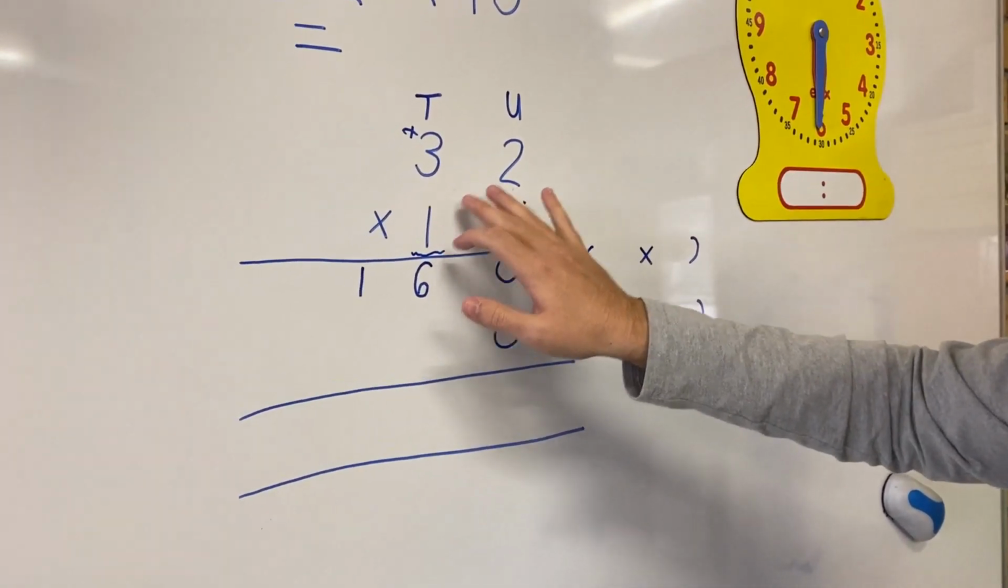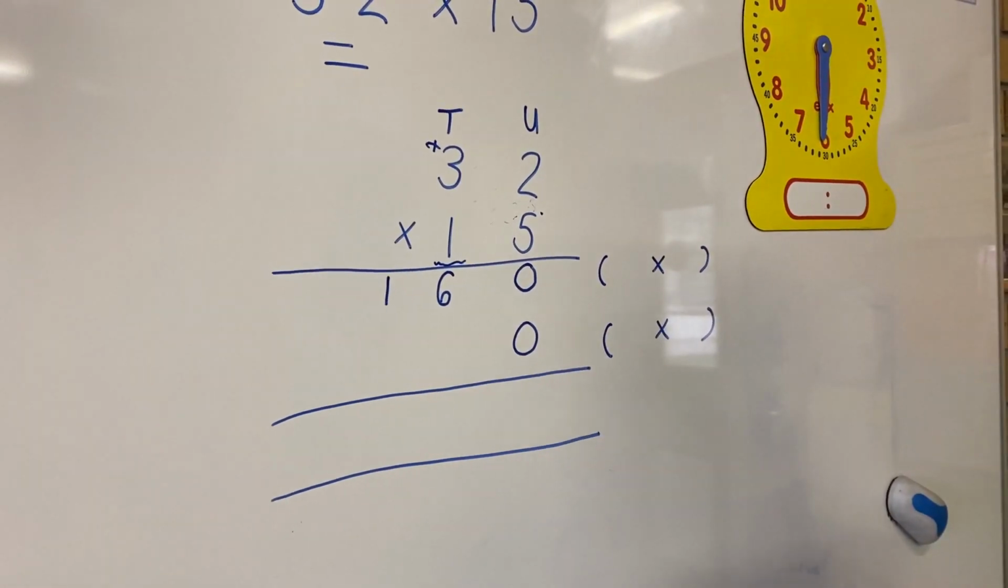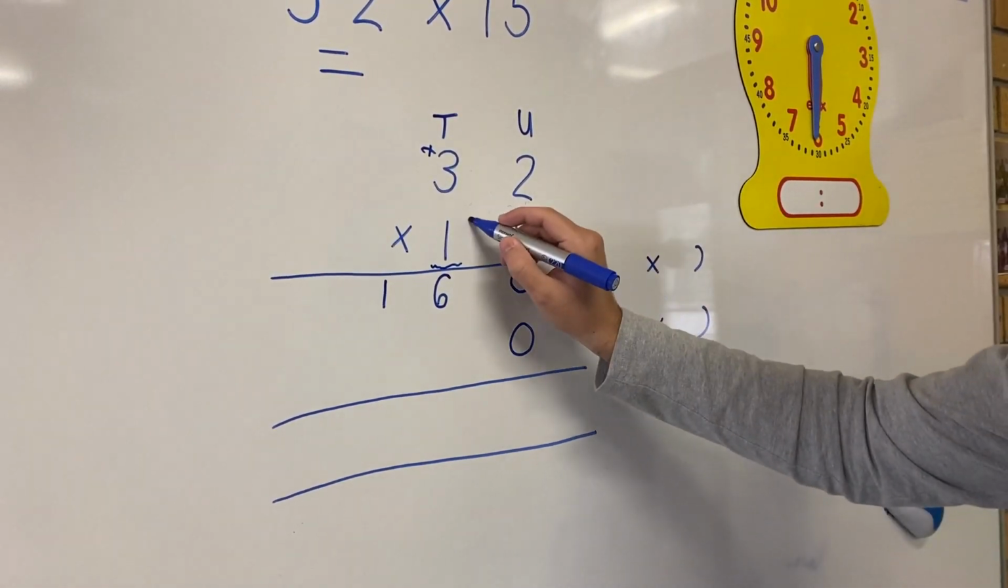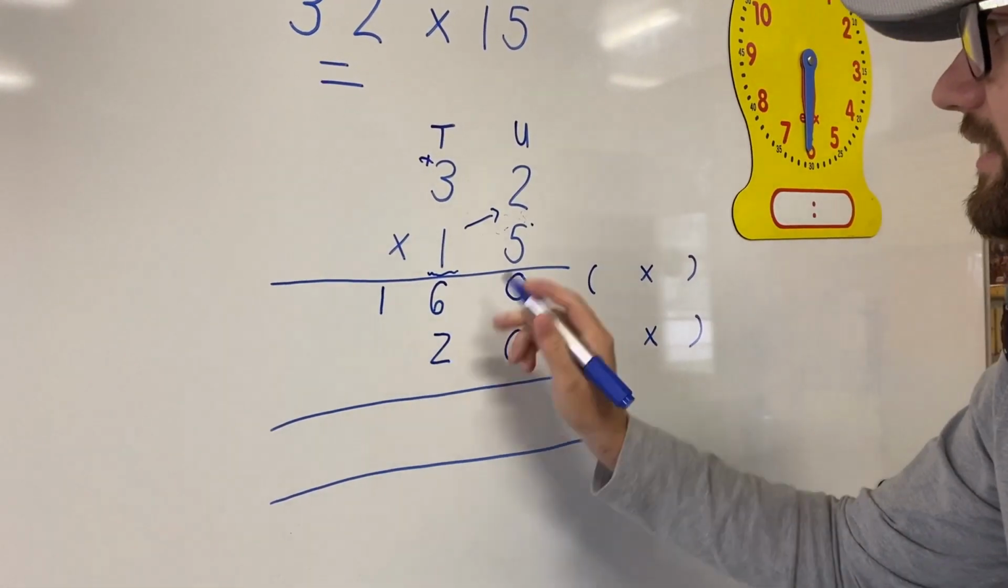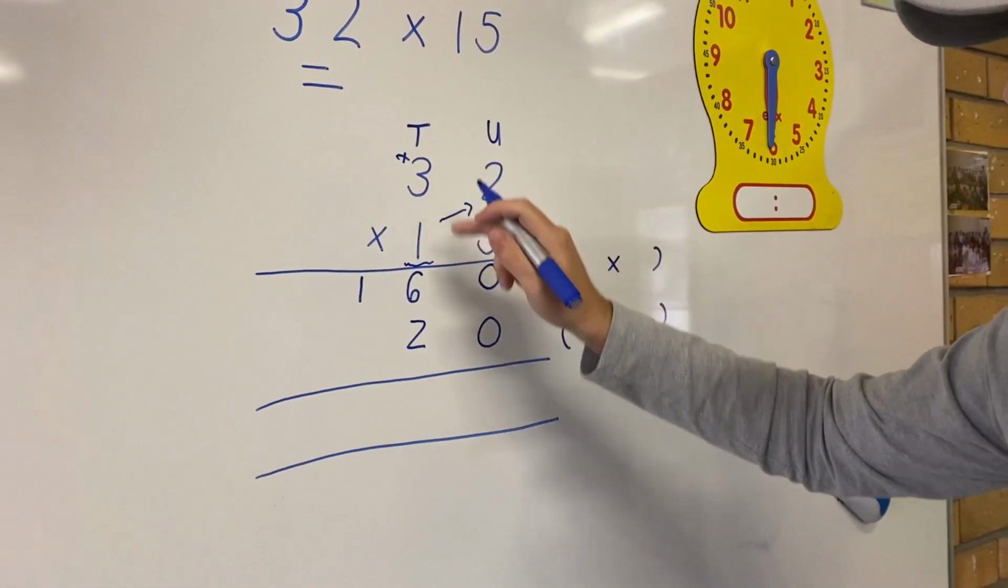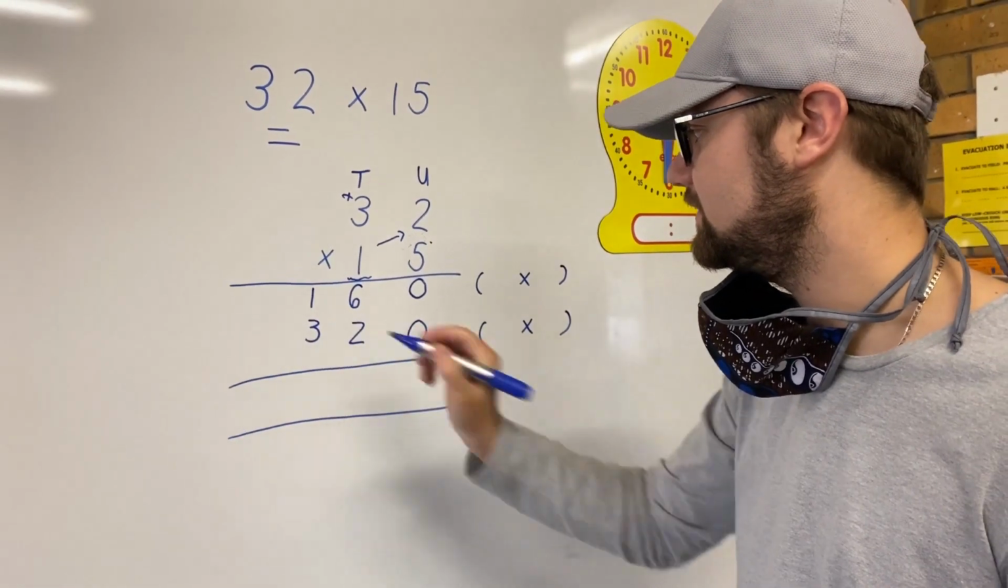Now, we can start doing our timesing in the tens column. So we're first going to say 1 times 2. And 1 times 2, we know that that becomes 2. And 1 times 3 is 3. And we're going to put that over there.